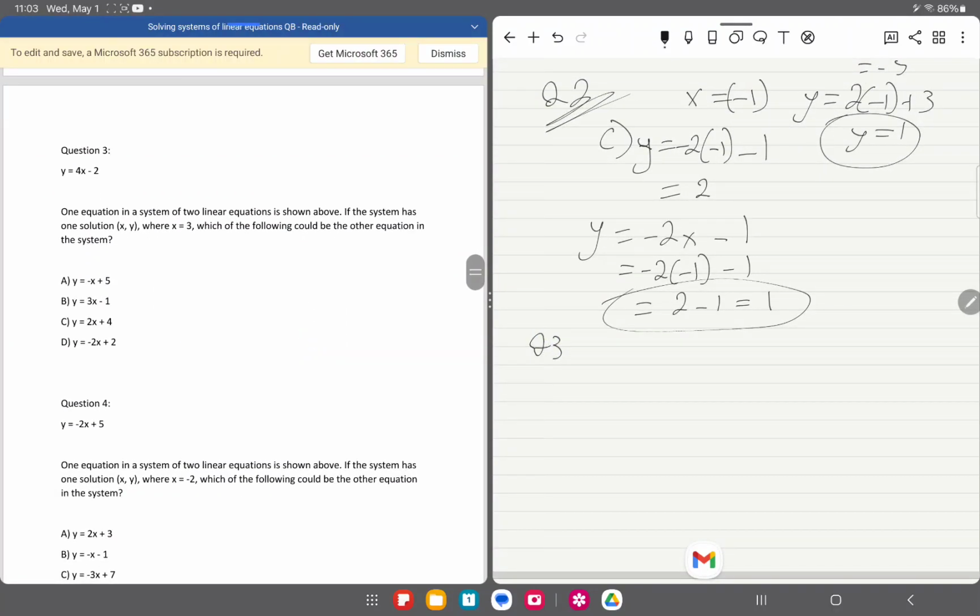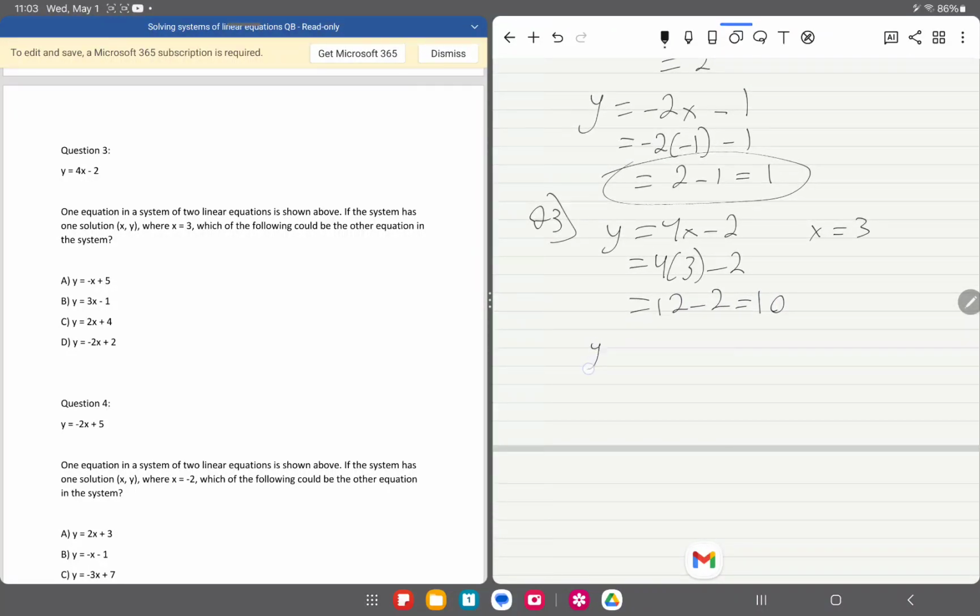Now, question 3. Okay, y is equal to 4x minus 2. When x is equal to 3, 4 into 3 minus 2, 12 minus 2 is equal to 10. Now let me try A out: minus 3 plus 5, no. Let me try B out. Yeah, most probably B must be 3x plus 1 so that it can work. This one has a typo, so it's equal to 10, so B.